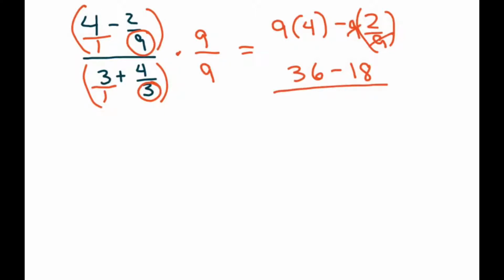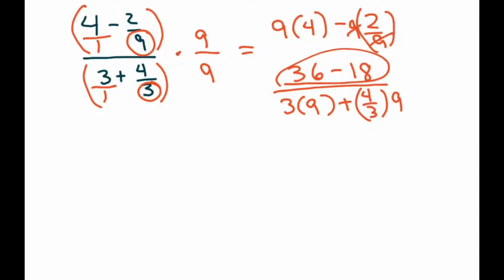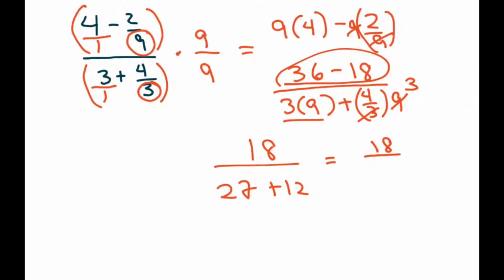And then for the denominator, you do the same thing. So you get 3 times 9 plus 4/3 times 9. And that's going to be, so 36 minus 18 is just 18. So this is going to give you 27. And 3 goes into 9 3 times. And 3 times 4 is 12. So add all that up, you get 18 divided by 39.